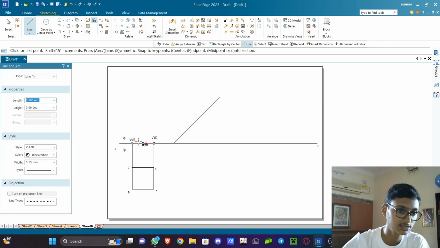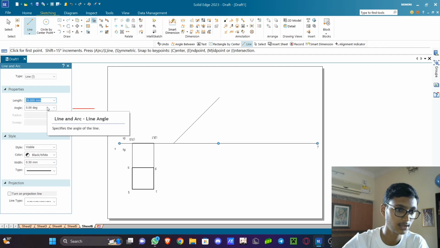Now we need to place this true line on this 45 degree line. So this true line dimension is 30 mm. So we need to draw from here to here 30 mm. So I am going to select a thick line. We can directly give it as here 30 mm and angle 45 degree. So this is a true line.